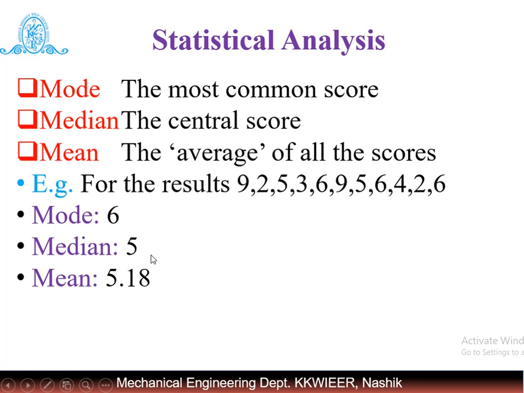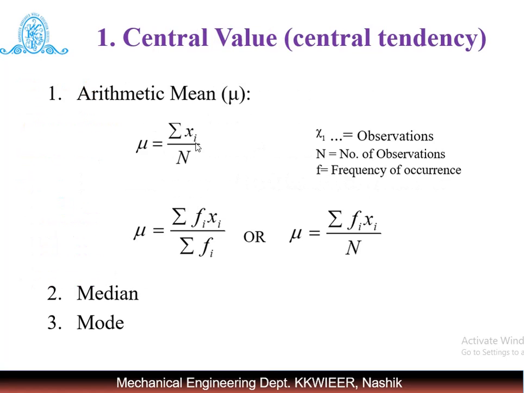Here the median is 5. Why is it 5? Because the median is the central score. If you take the central score from all the values, it is nearer to 5, and the mean is 5.18, the average of all the scores. So it is very basic, you will get that.